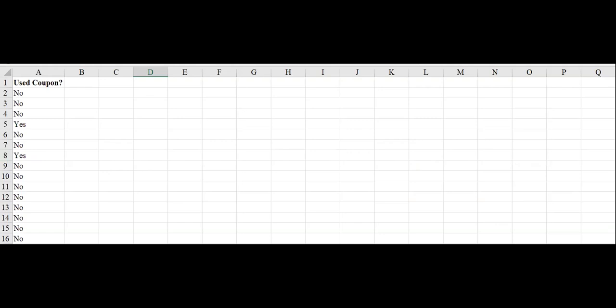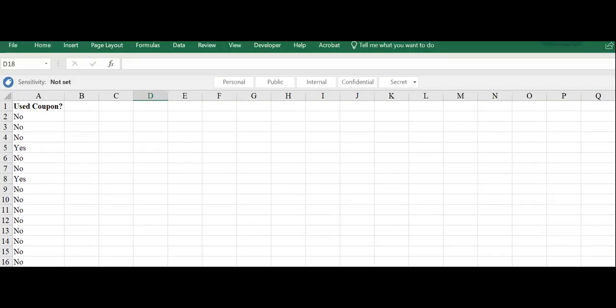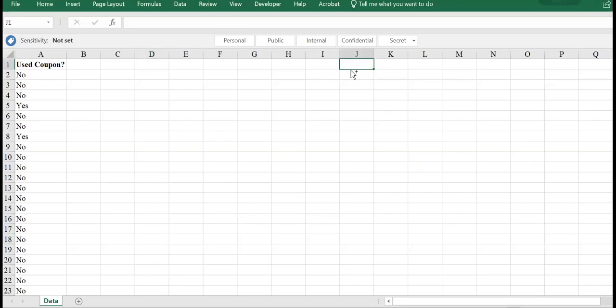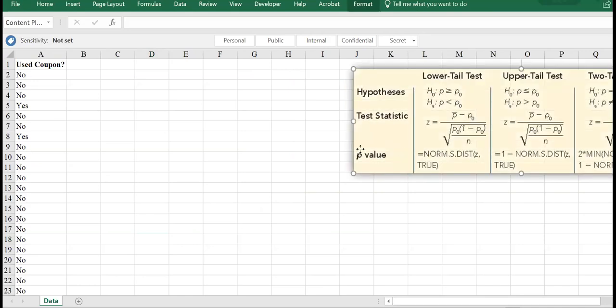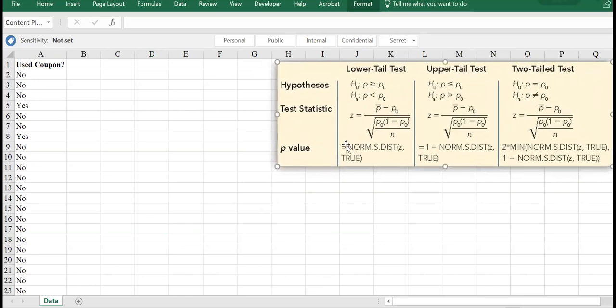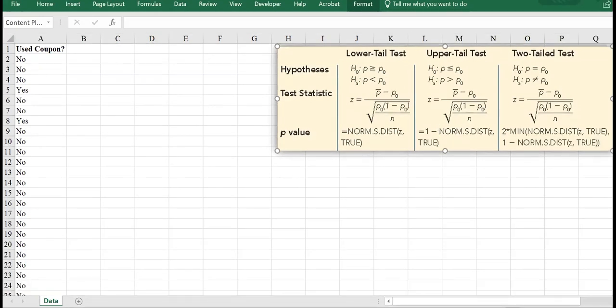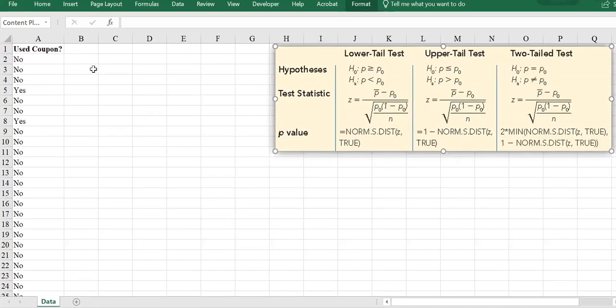And then I'm going to copy the details of hypothesis testing, the formulas for hypothesis testing for the population proportion. All right, so here's the formula. So the first step would be to develop the null and alternative hypothesis. So the null and alternative.